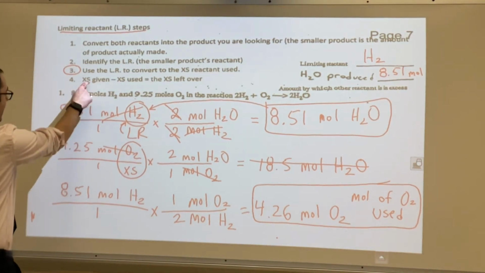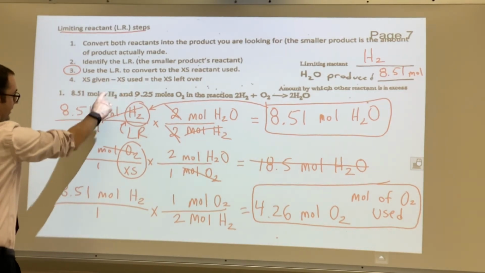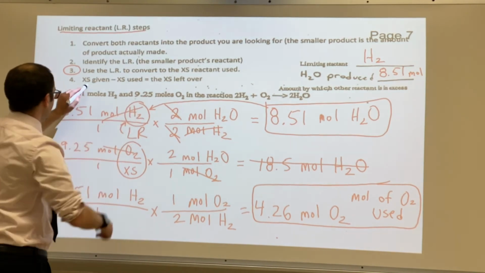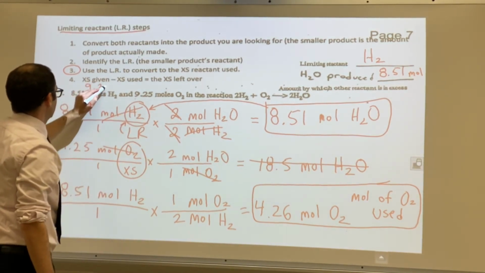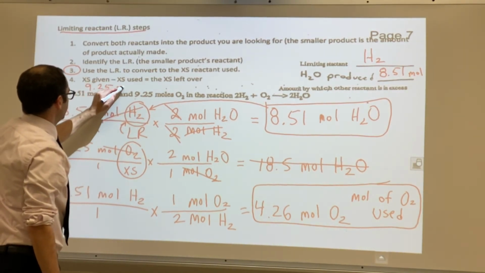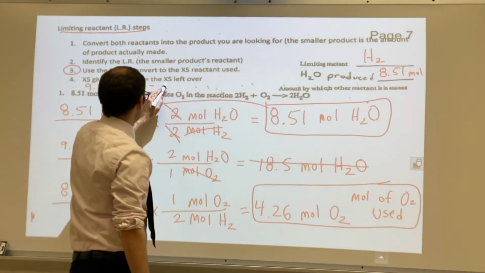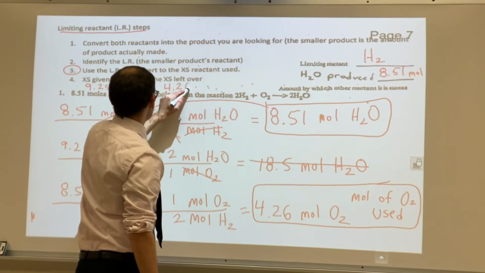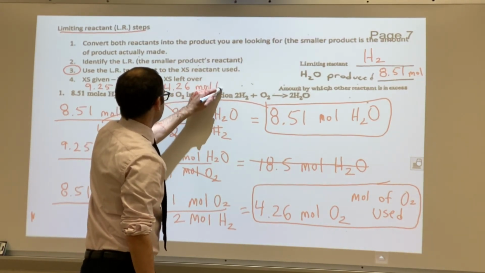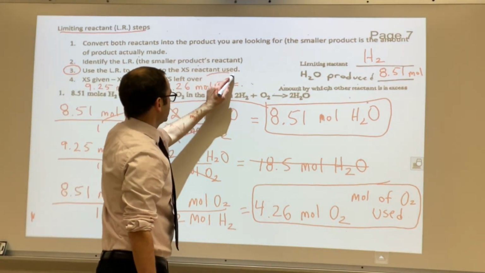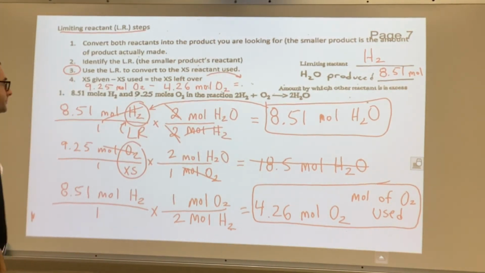So we have the excess given minus the excess used. The excess given is 9.25 moles of O2 minus what was used, 4.26 moles of O2. And that's going to give us the excess left over, which is what? 4.99? Yeah.